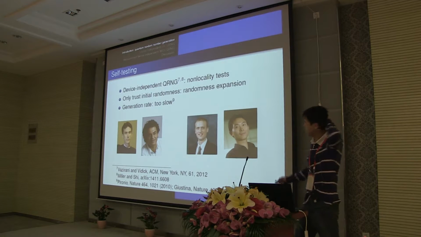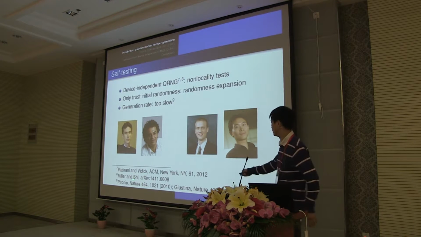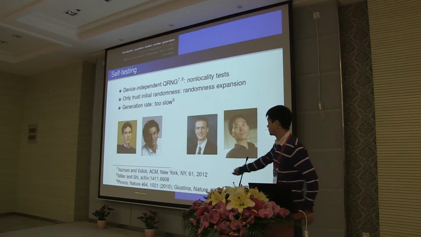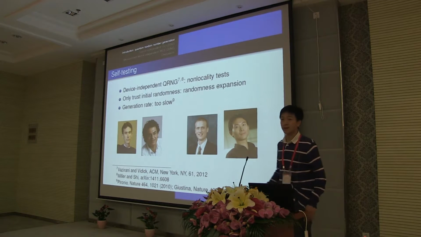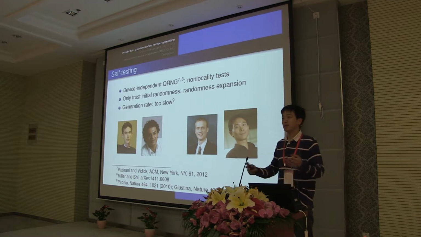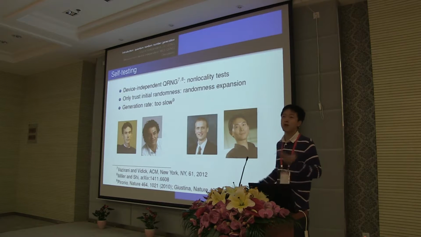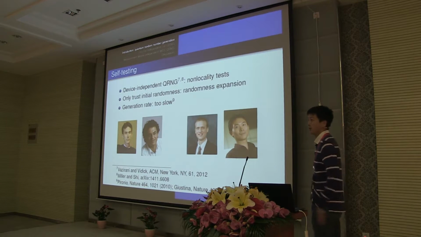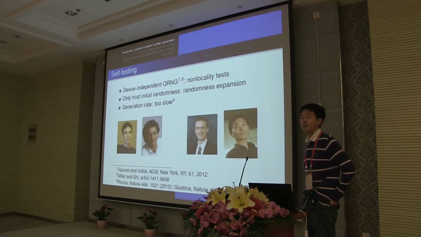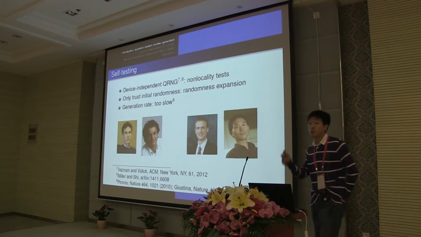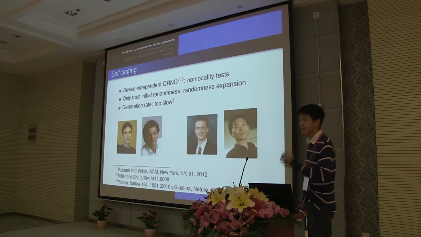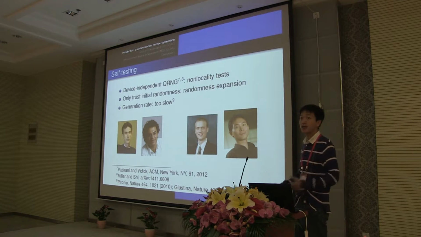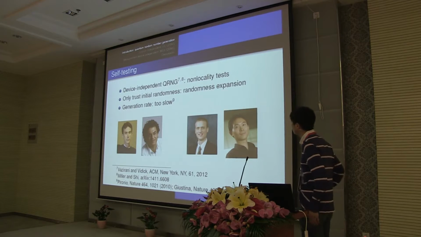What's the problem? The problem is that the generation rate is too slow. If you look at the demonstrations for this kind of protocols, the generation is extremely slow. Typically it's like a few bits per hour or per day. That's not even close to the required speed in the QKD system. If we talk about a 1 gigahertz QKD system, what you really require is roughly 10 Gbps random number generation.